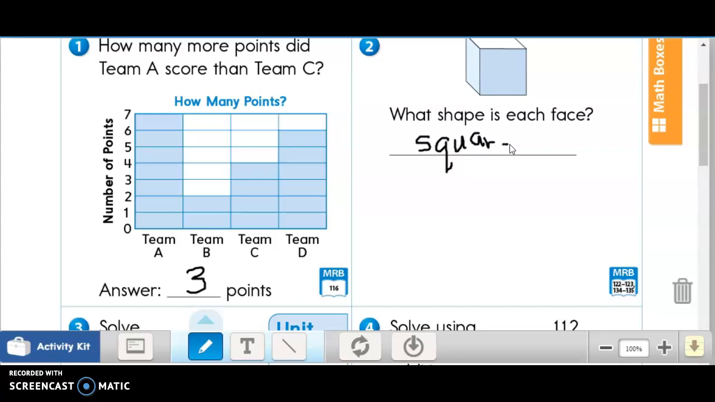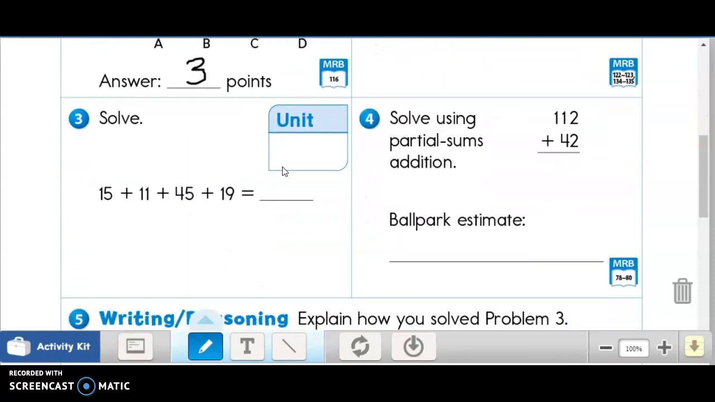Number 3, it says solve. Oh, and there's a unit. My favorite unit, one of you guys came up with, is friends. So I'm going to use that as my unit. Solve 15 plus 11 plus 45 plus 10.